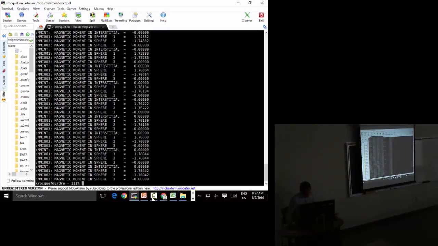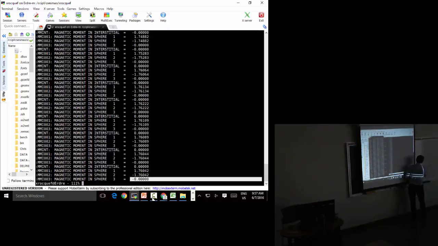So nickel 1 is up with 1.76, and nickel 2 is down, so it's antiferromagnetic coupling with minus 1.76. And you see that on oxygen there is no magnetic moment. So you expect that because you have nickel, oxygen, nickel in this way, and you have up spin, down spin. So if you draw the spin wave function, it will look like that.